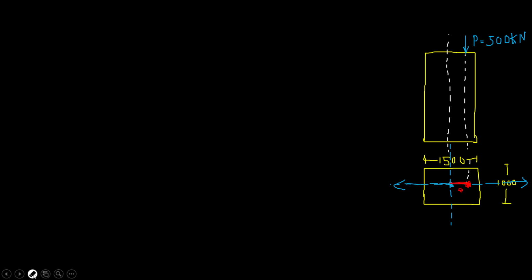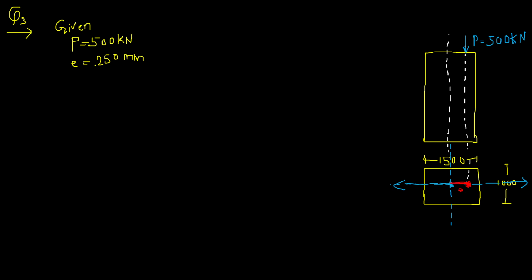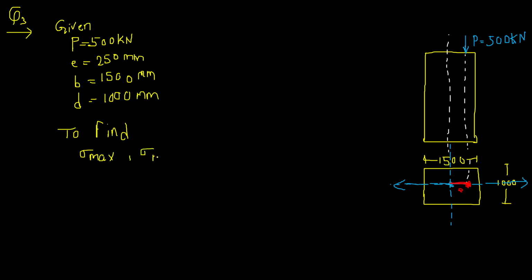Now quickly start writing the given. So this is question number 3. Given: P is equal to 500 kilonewton, e is equal to eccentricity is 250 mm, B is equal to 1500, and D is equal to 1000. So these are the given things. Now what we have to find? Write down maximum stress sigma max completely, and minimum stress sigma minimum.